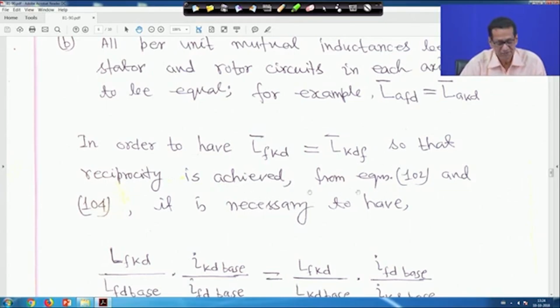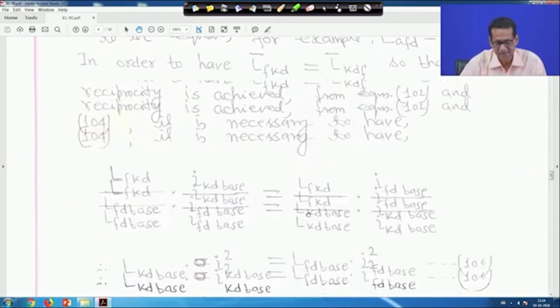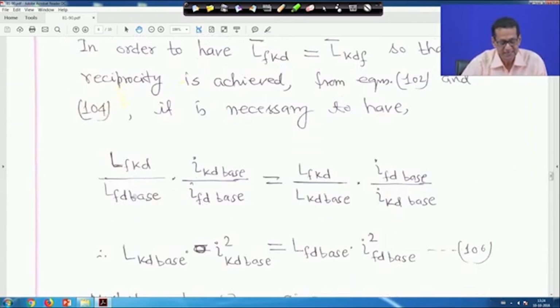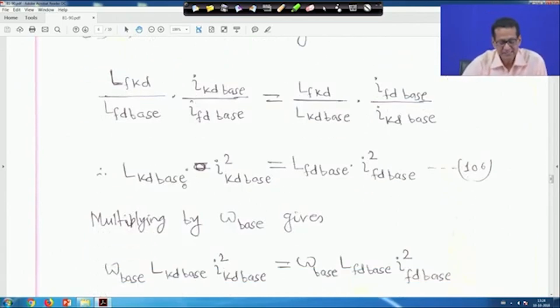From equation 102 and 104, it is necessary to have this relationship: LFKD upon LFD base into IKD base upon IFD base is equal to LFKD upon LKD base into IFD base upon IKD base. Just equation 102 and equation 104. If you do so, because this condition has to be met, otherwise it cannot be reciprocal. So in that case, this side becomes LKD base into IKD base square is equal to LFD base into IFD base square.